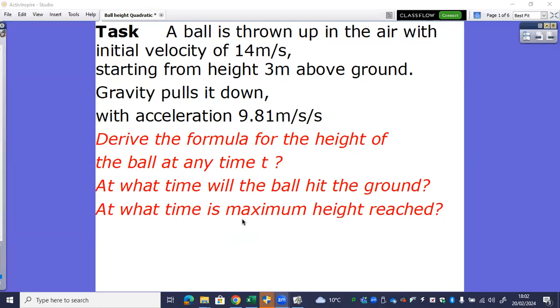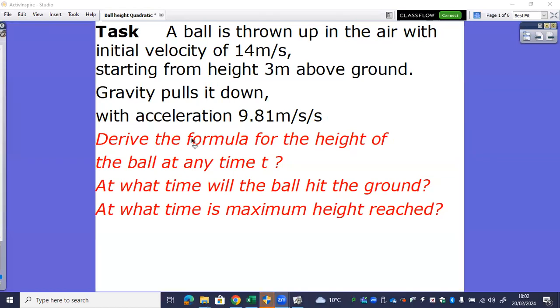Hi there. The purpose of this video is to show how we can develop a mathematical formula from a given problem. So the problem in this case is a ball is thrown straight up in the air with initial velocity 14 meters a second. It starts from a height 3 meters above ground, and gravity works against the initial velocity, pulling it down with acceleration 9.81 meters per second.